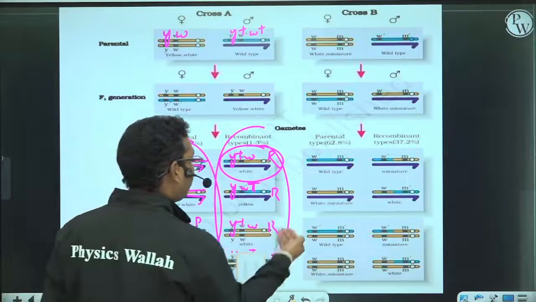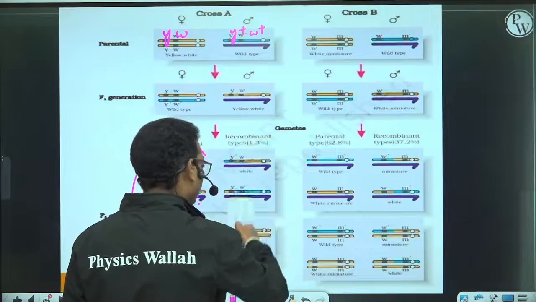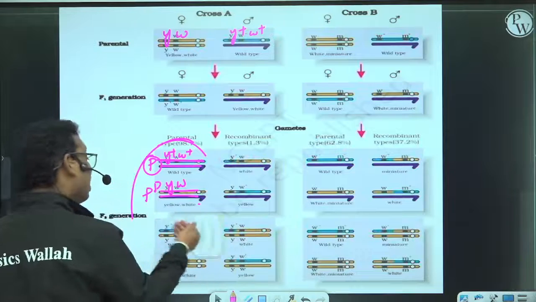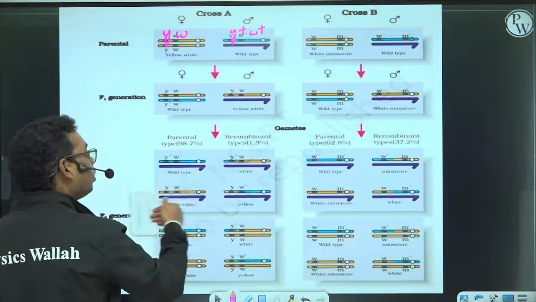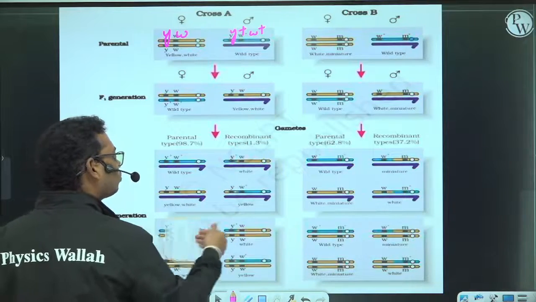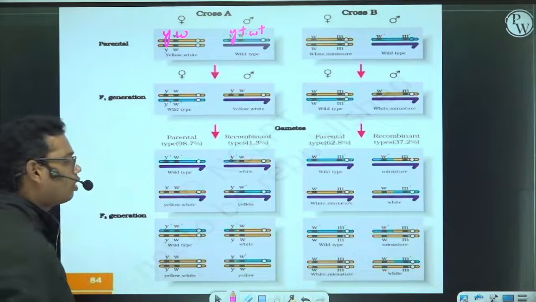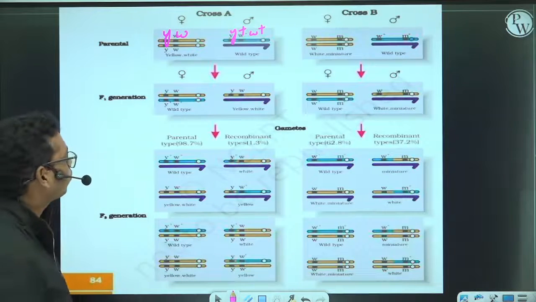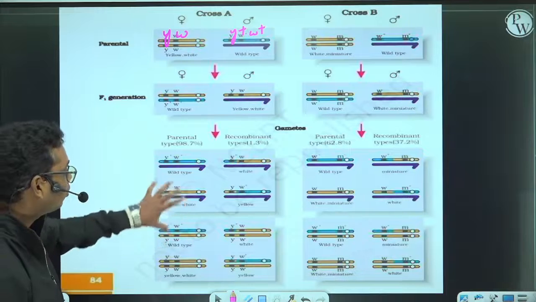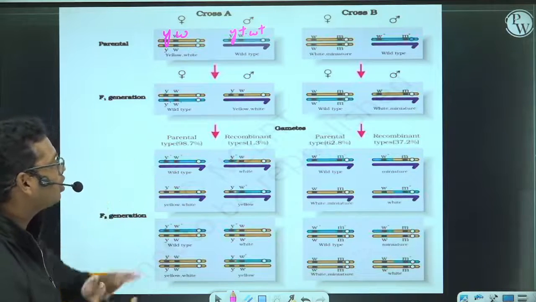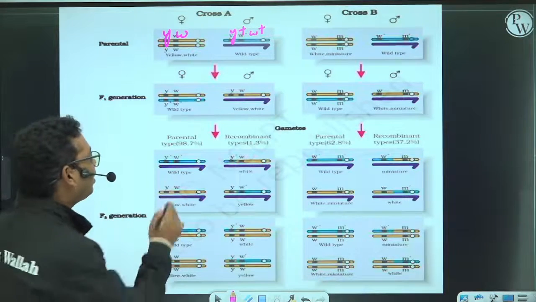Okay, so how many types of recombinants are produced? Four different types of recombinants are produced in the F2 generation. And how many parental combinations are produced? I will say four different types of parental combinations are produced. Okay, and what is the total parental combination produced?